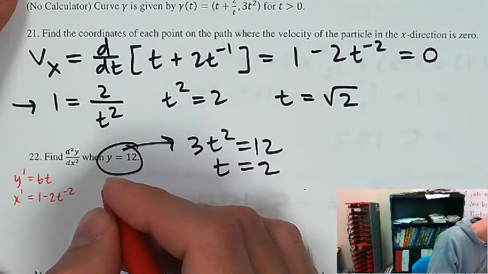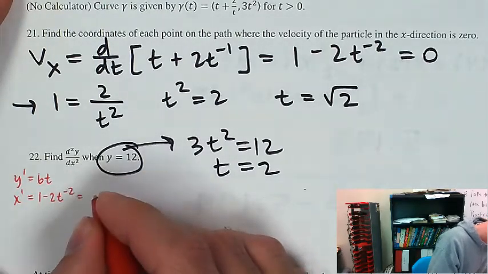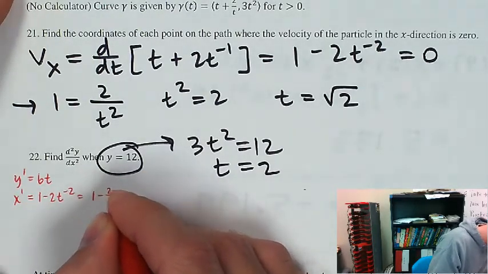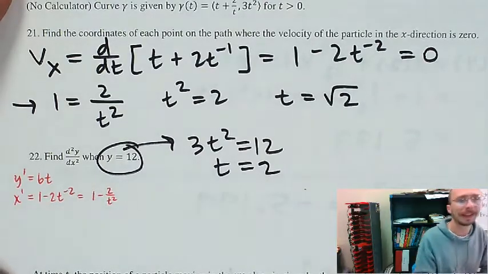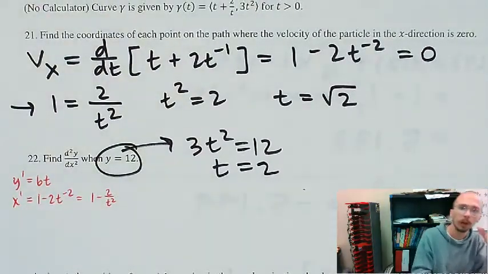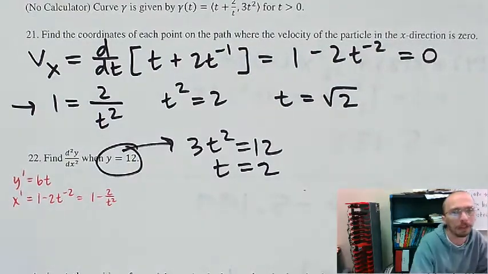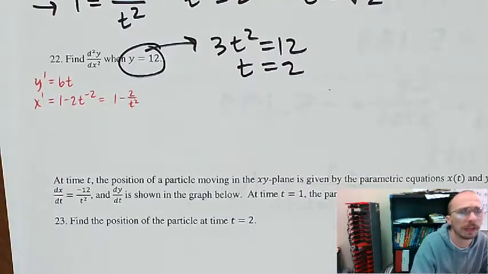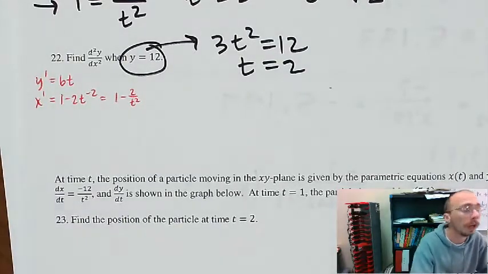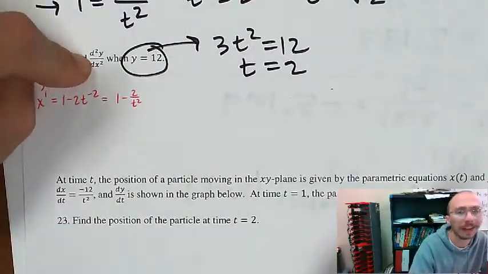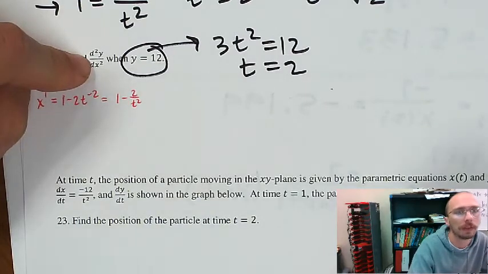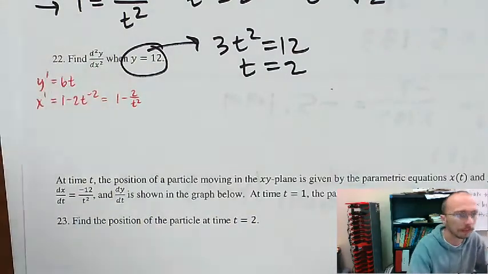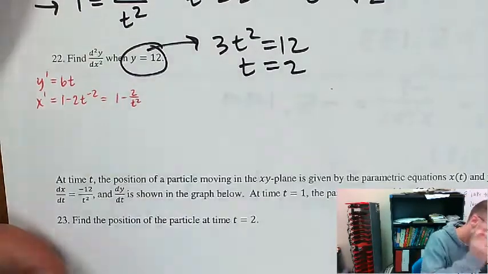Oh man, no calculator, huh? All right, well, you know what? I'm going to rewrite this as 1 minus 2 over t squared, because I might not fully simplify dy/dx, but do some work on dy/dx to make it easier to take the derivative of, because I know that to find the second derivative of y with respect to x, I'm going to have to take the derivative of dy/dx and divide by dx/dt. So maybe we can find something good there.